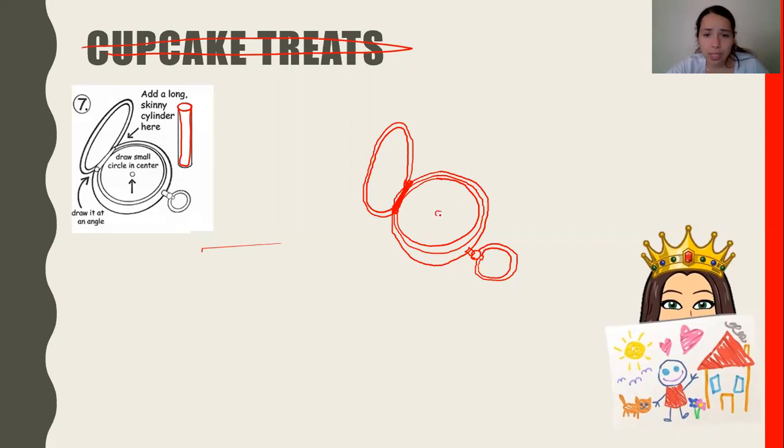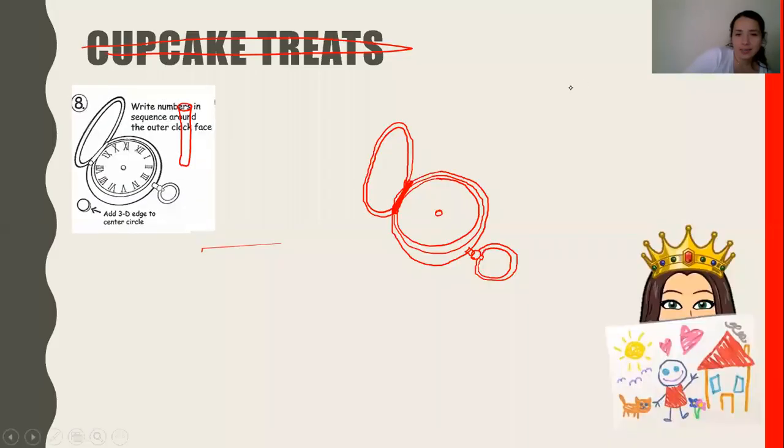And then you draw the center of the circle. And now you write numbers in sequence around the outer clock face, and you add a 3D edge to the center circle. So to the center circle, you can add a little edge right there. Okay. And then we're gonna add Roman numerals around it. So you would go 1, 2.